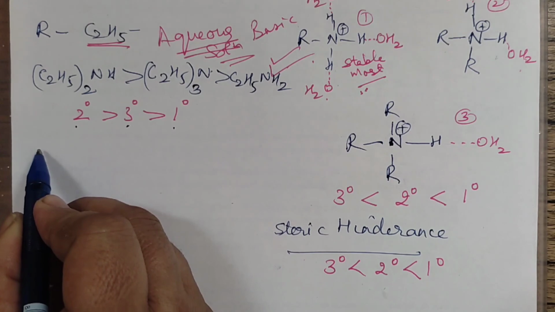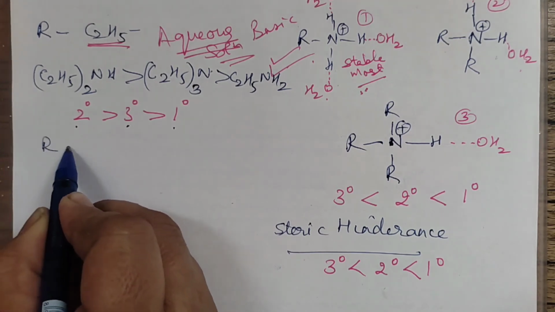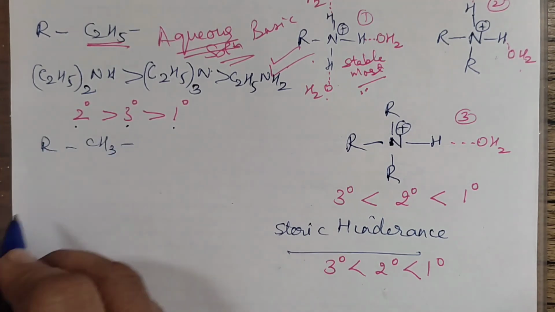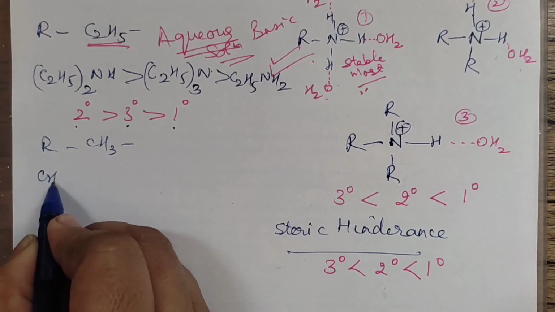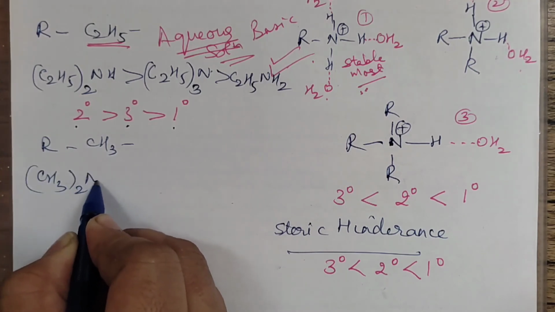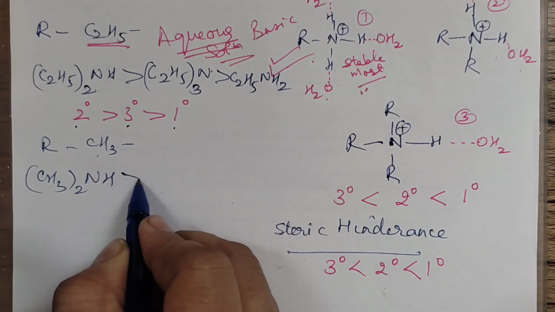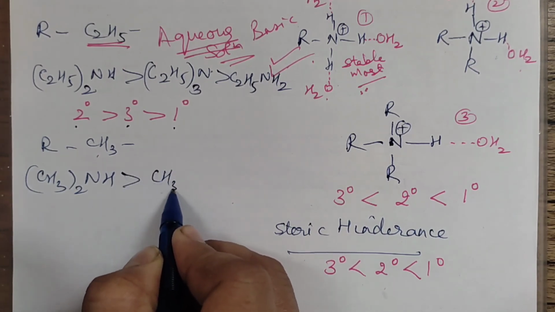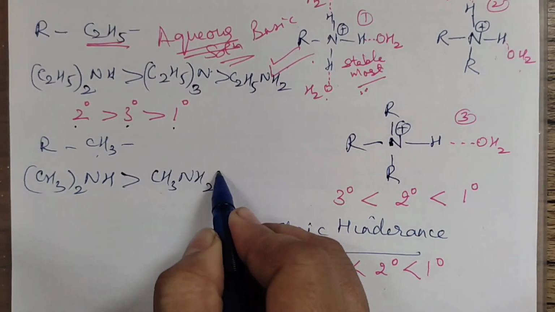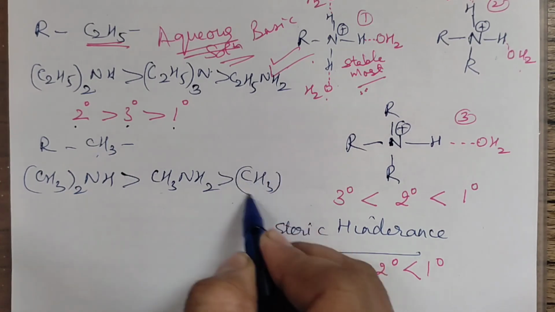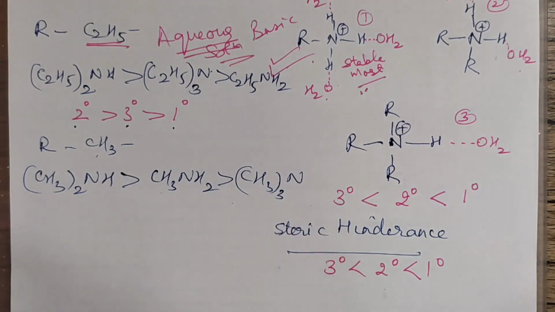Now, suppose I am saying the R value is methyl. R is methyl. Then what is the order? 2 degree is maximum, then for methyl the 1 degree, and the 3 degree becomes least. And of course ammonia will be the last one for them. Is it fine till here? Yes. And alkyl and aryl I have already discussed with you.